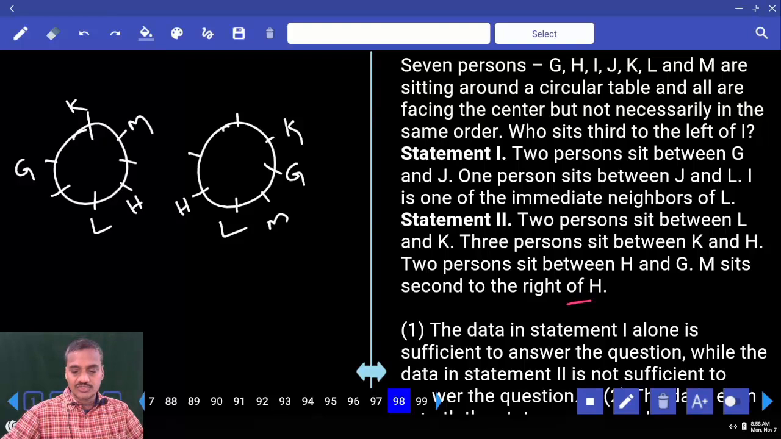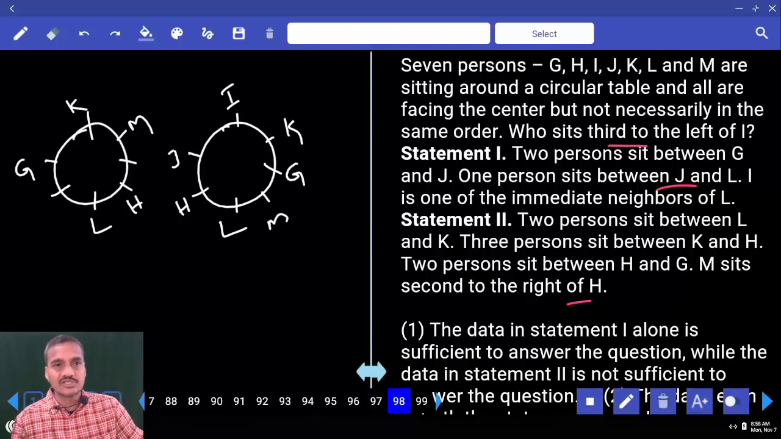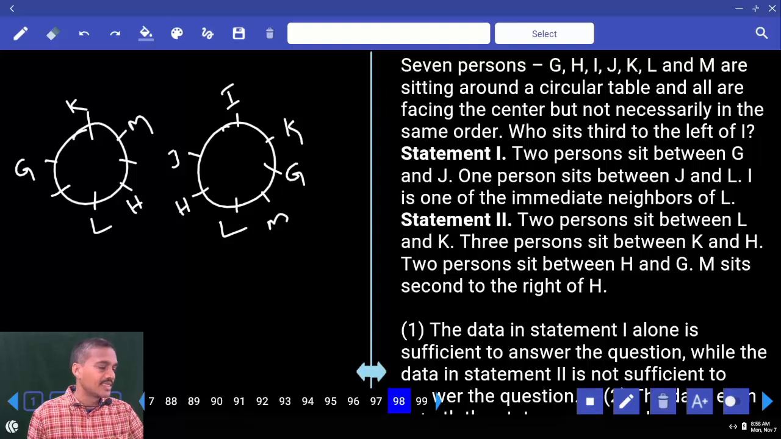And according to this one, then what is your answer here? Now what is the question? Who sits third to the left of I. We have no information about I, right? Hence 1 alone is not sufficient, 2 alone is not sufficient. Then by combining these two, we said 1 person between J and L. If there is 1 person between J and L, J should be here, and if J is here, I should be here. Are you getting the answer or not? Hence by combining both the statements you are getting the answer. Question number 98, both the statements, choice 4.